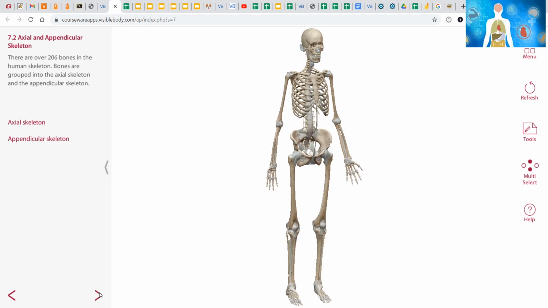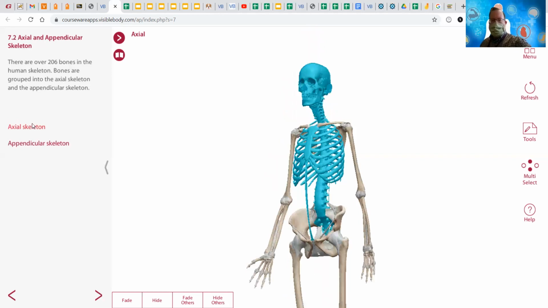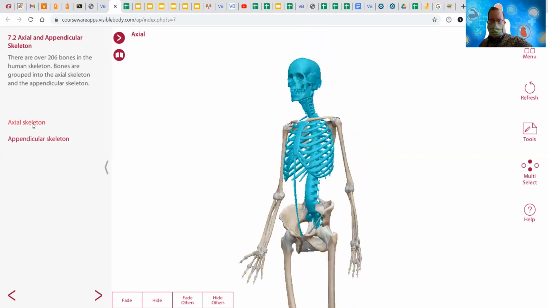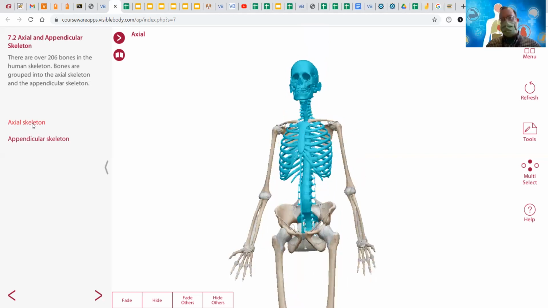So the skull, the vertebral column, collectively the vertebrae, and then the ribs or the thoracic cage, make up the axial skeleton. When I click it, it highlights it for you. You can see we've got the skull, vertebral column, and ribs or rib cage. It includes the sternum too. I should just say ribs, but call it the rib cage or the thoracic cage.